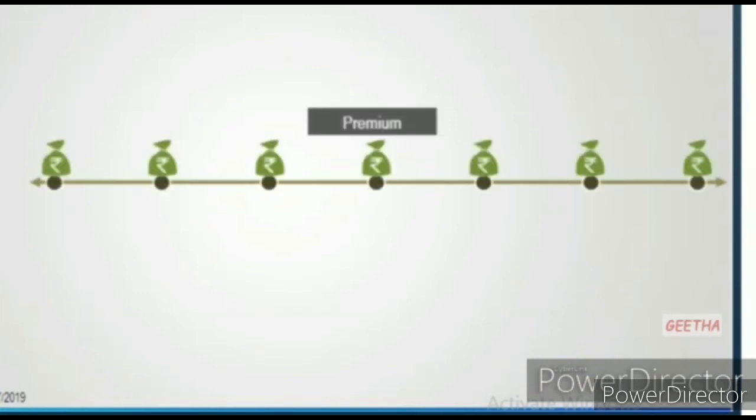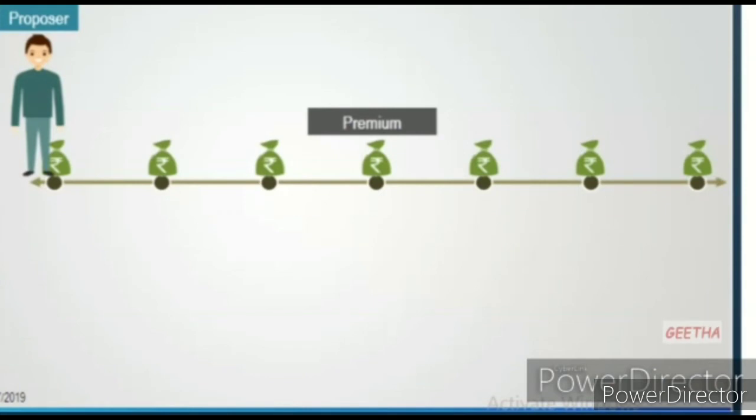Before moving further, let us understand a few common terminologies. Premium. It refers to the amount one must pay for an insurance policy. Proposer is the person who purchases the policy and pays the premium. Insured is the person whose life is being insured. If this person dies, it triggers the death benefit payout. The insured may or may not be the same person as the policy owner.